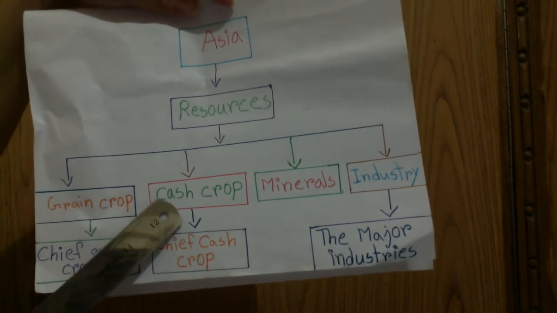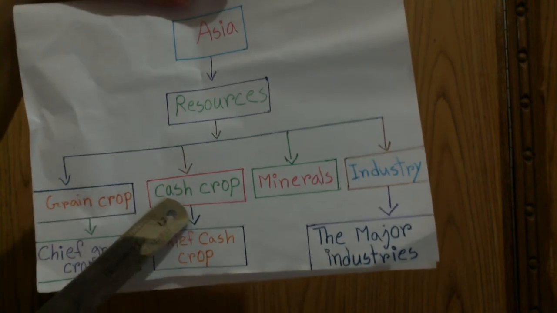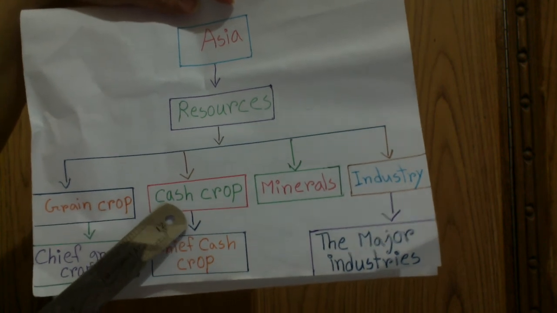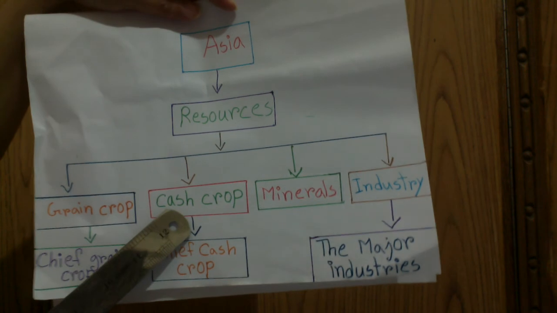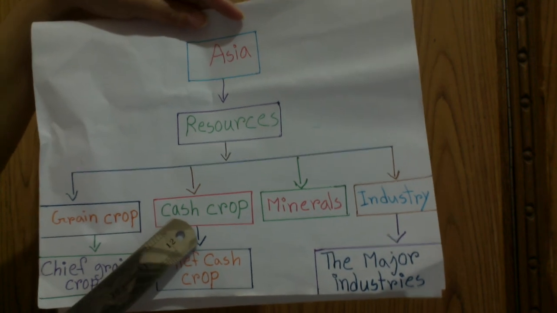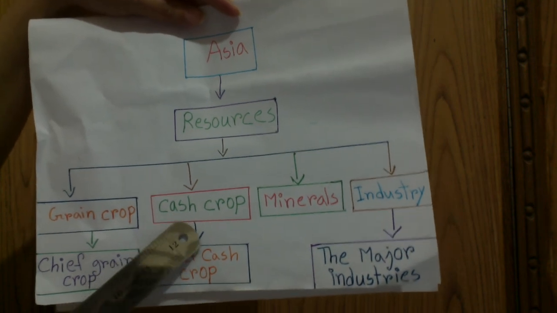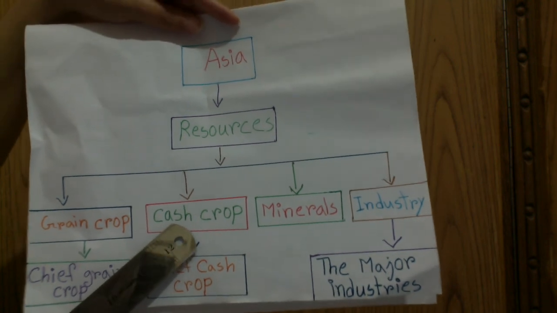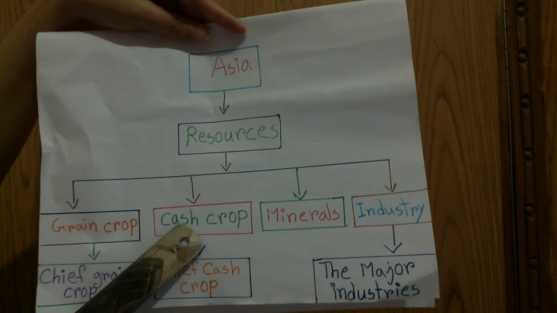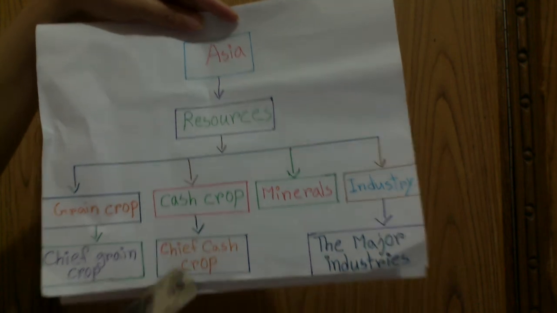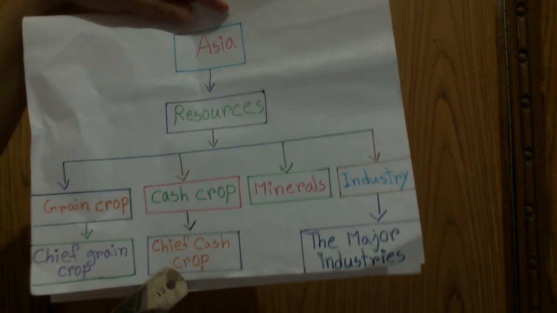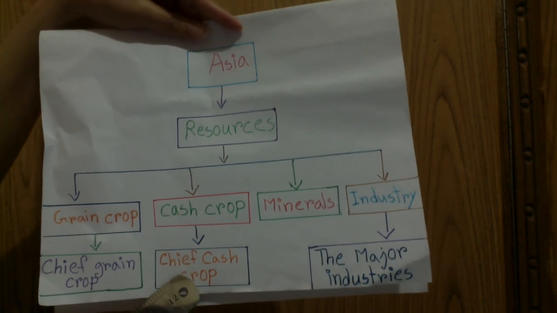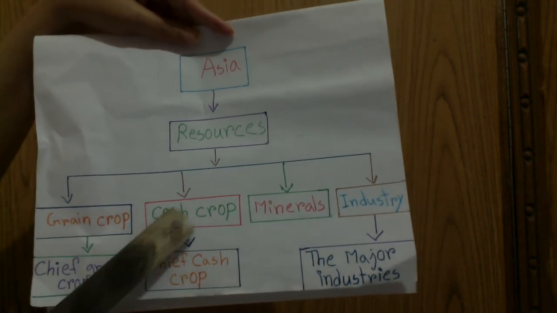Now another resources. What is this? Cash crops. What is called cash crops? Agricultural crop which is sold for export to earn foreign currency. For example, jute, cotton, rubber, tea, coffee, sugarcane, silk, etc. Now the chief cash crops of Asia. Jute, cotton, rubber and tea are the chief cash crops of Asia.